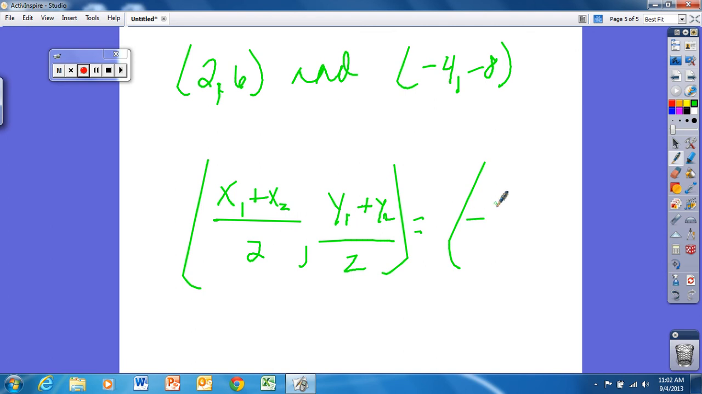So that would be negative 1. Because 2 plus negative 4 is negative 2, divided by 2 is negative 1. 6 plus negative 8 is negative 2, divided by 2 is negative 1. So the midpoint of this line segment is (-1, -1), because I averaged the coordinates.